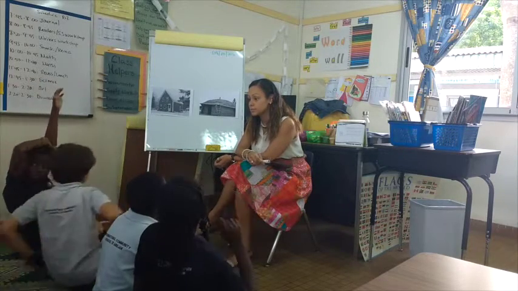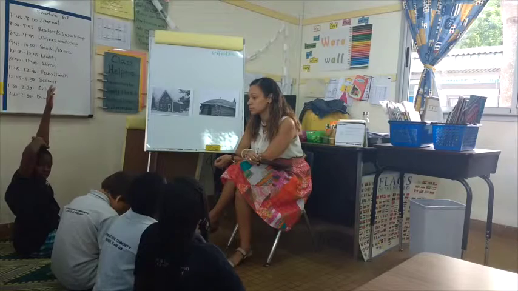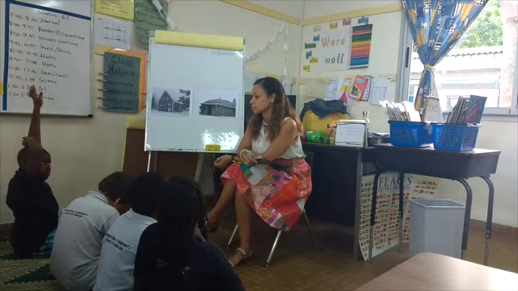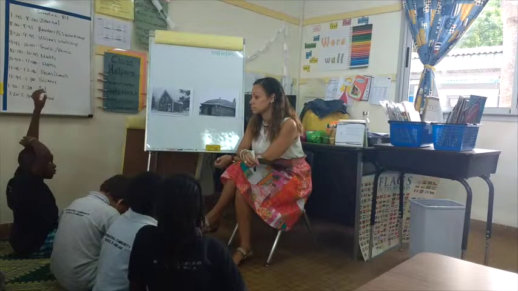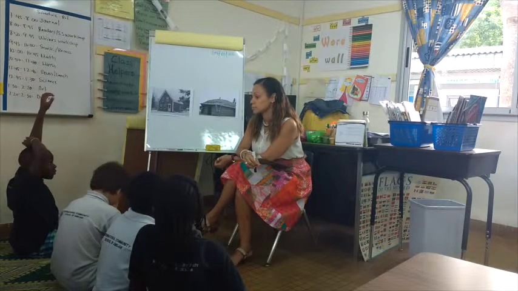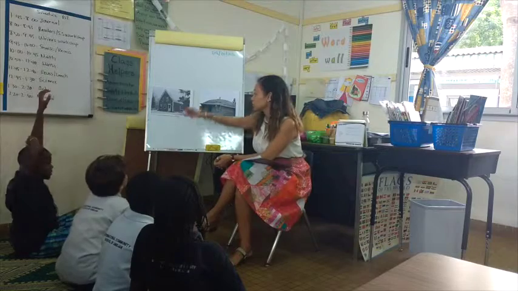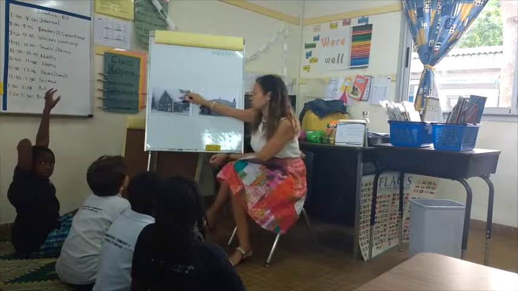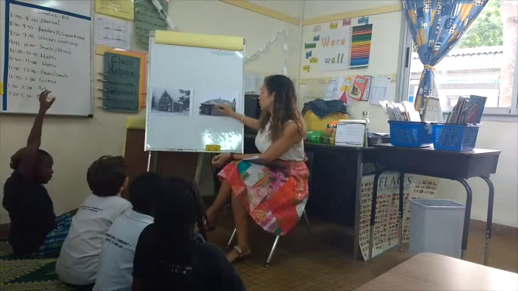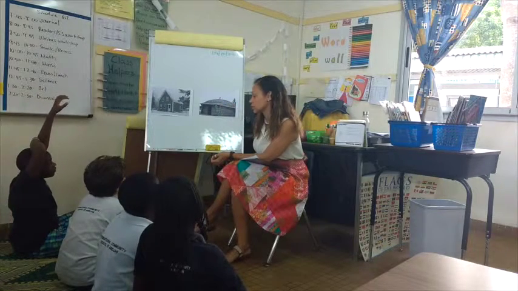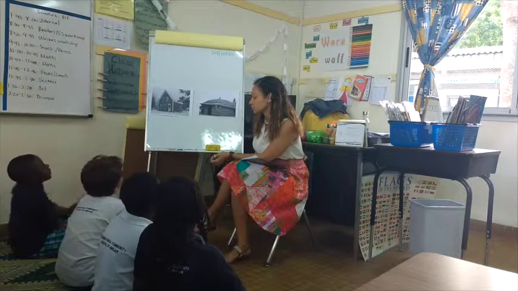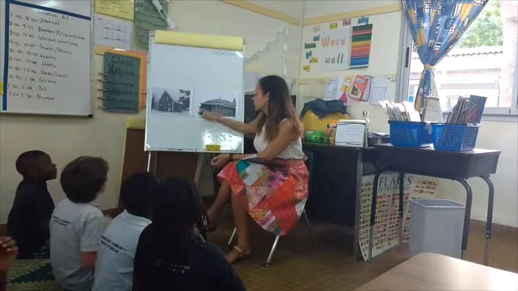Margaret? Because that one, since it snows, and when it snows, the snow can go down. Okay, so you're talking about the roof like we talked about yesterday. Yeah, the snow will come off. Or this one, it probably doesn't snow here, so there's no slanted roof. Yes? That one has windows and this one does not.